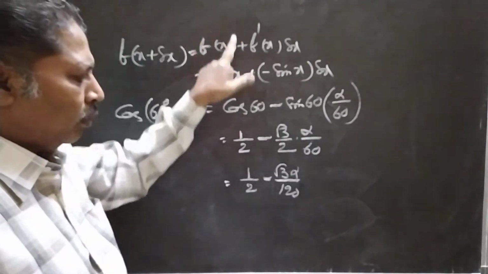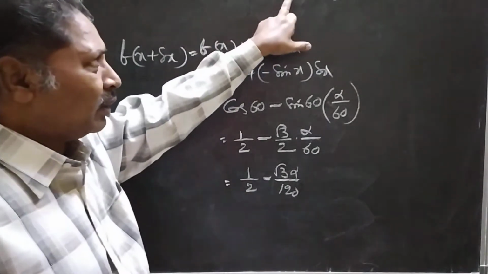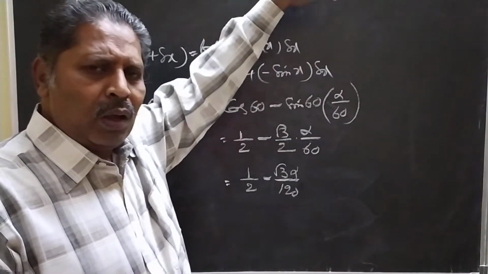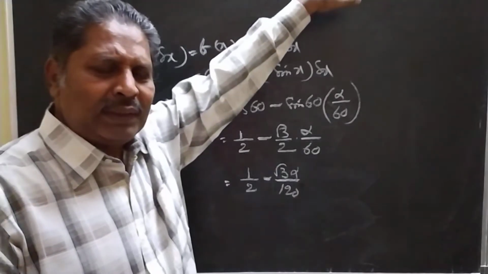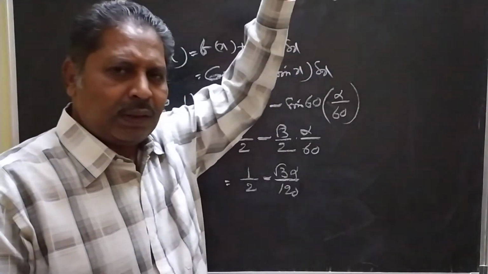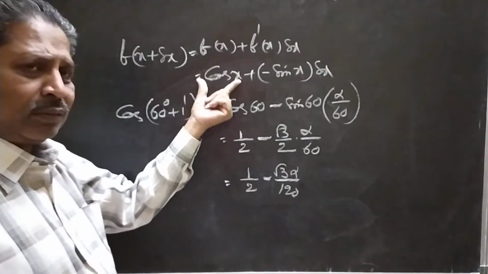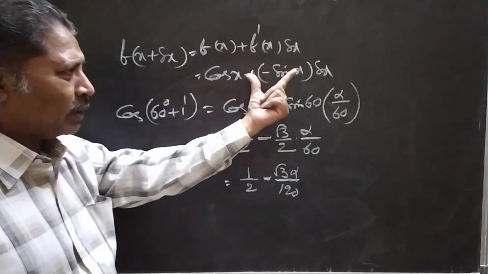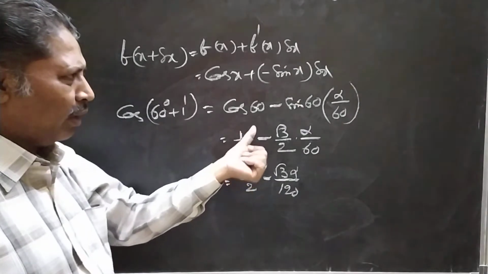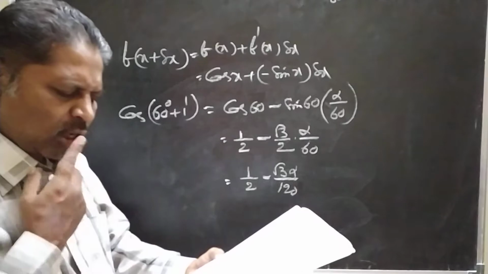Similar problem. f of x equal cos x. Delta x is 1 minute, not given in degrees. 1 minute equal to 1 by 60 degrees. So alpha equal to 1 degree, so alpha by 60. Cos x, derivative of cos x is minus sin x. Sin 60 value, cos 60 value. So this is the given option.